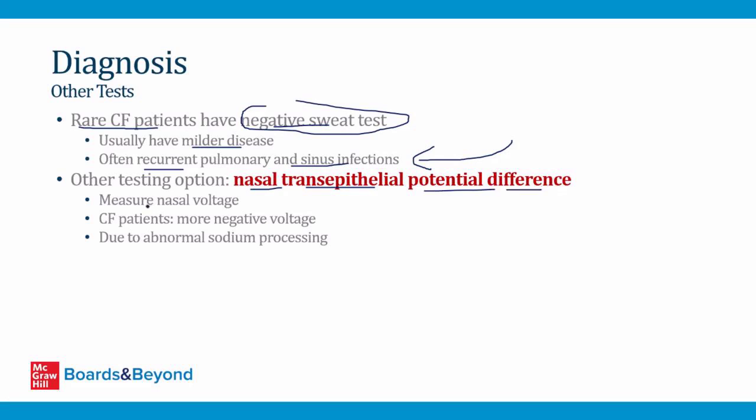This test essentially measures the voltage across the nasal epithelium, and cystic fibrosis patients have a more negative voltage compared to normal, and that's because of the abnormal sodium processing that we talked about earlier. So if you have a case where you're very suspicious that the child has cystic fibrosis, but the sweat test is negative, this is a backup or alternative test that can be done.